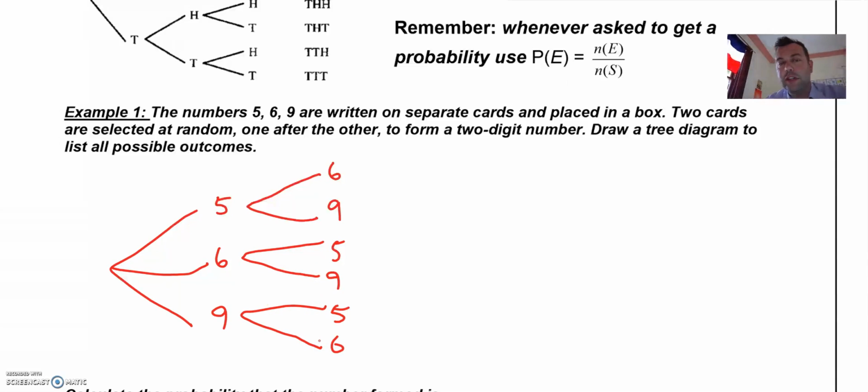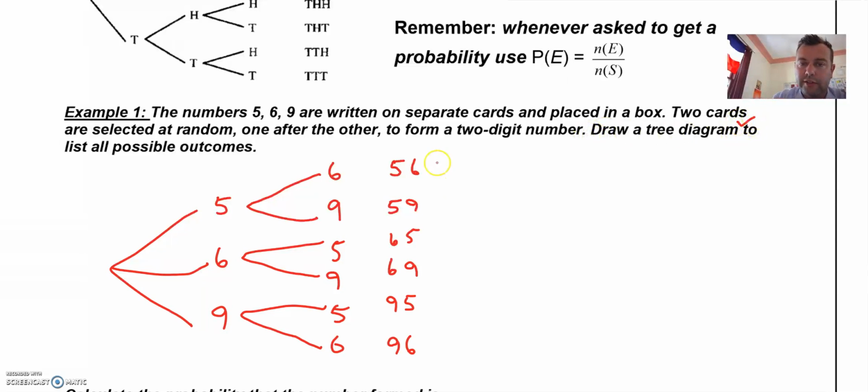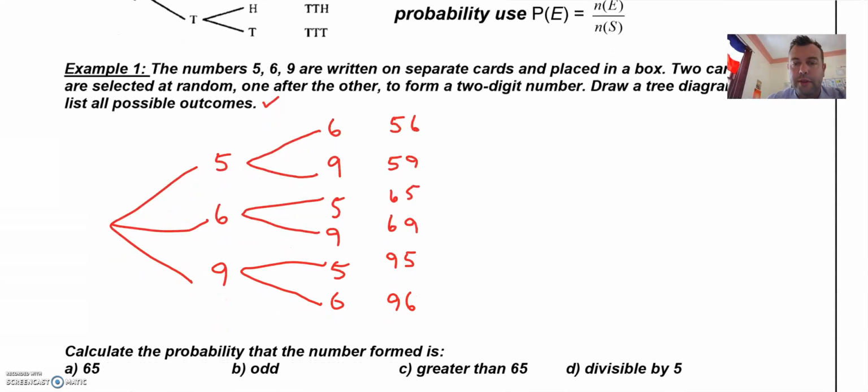So there is my tree diagram, and I should really list the sample space here at the same time. That gives me 56, 59, 65, 69, 95, and 96. There are exactly 6 outcomes in my sample space. Okay, that's this part done. Have I drawn a tree diagram? Yes, indeed I have. To list all possible outcomes, I have done that too. Great. There are some other questions to go with this.